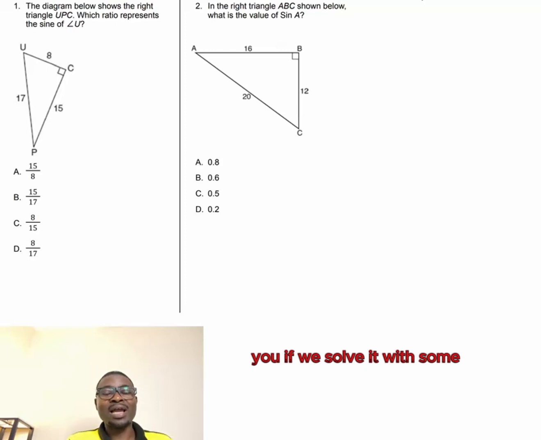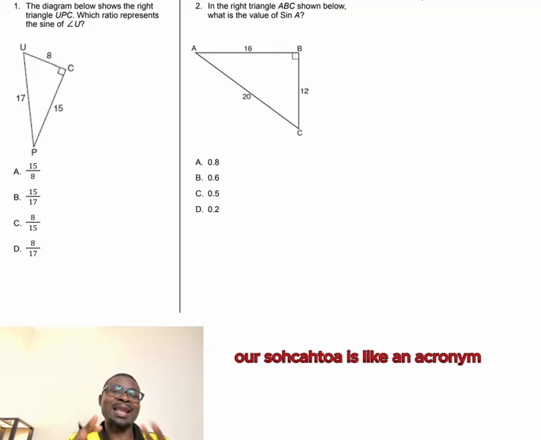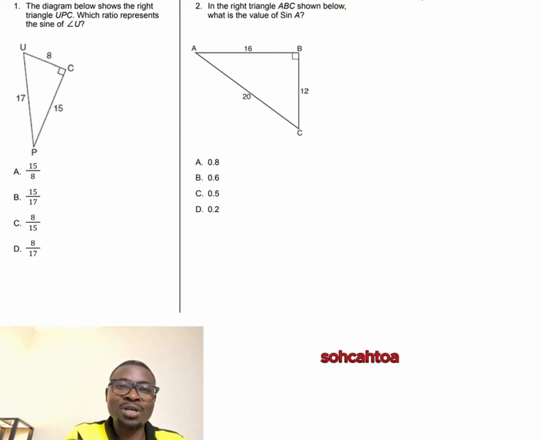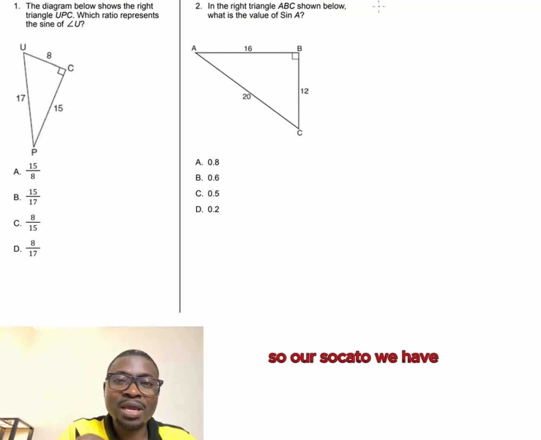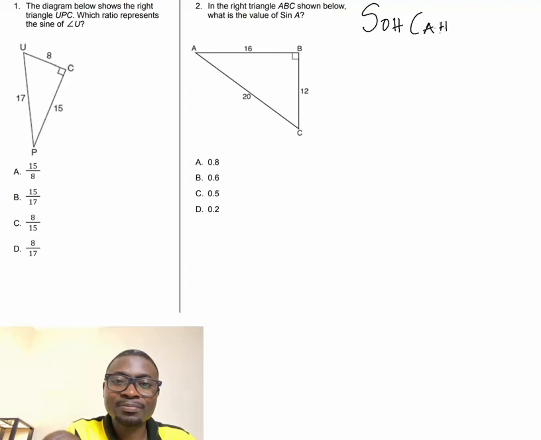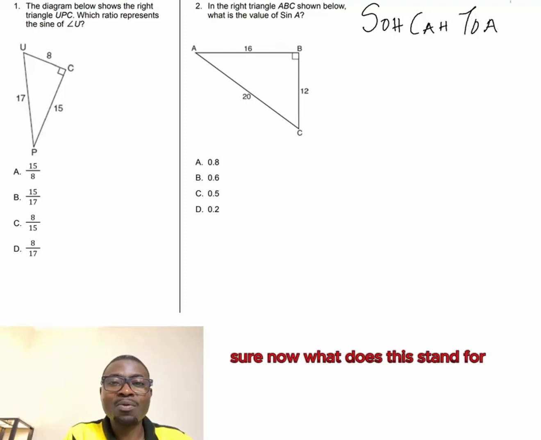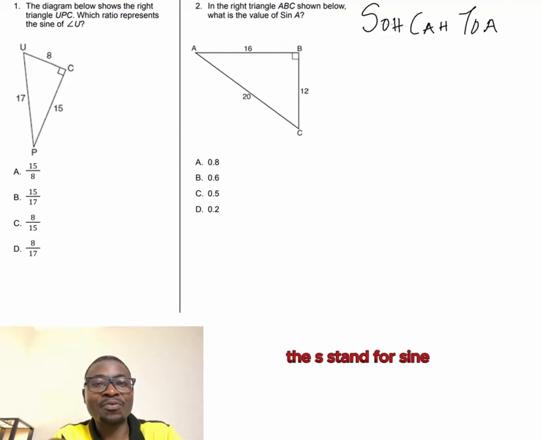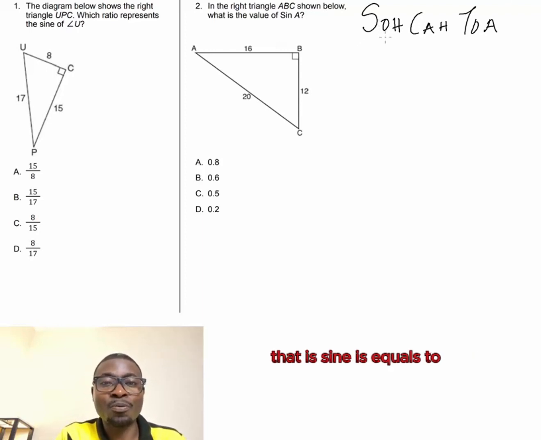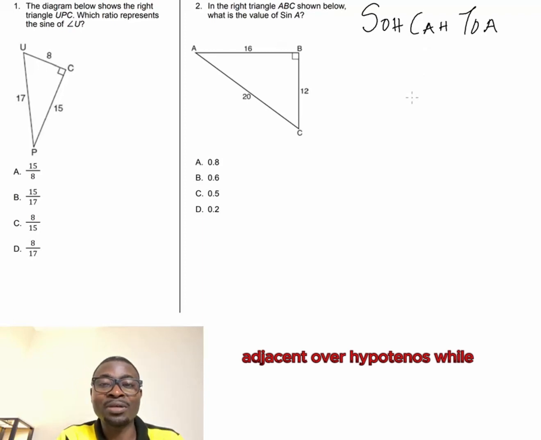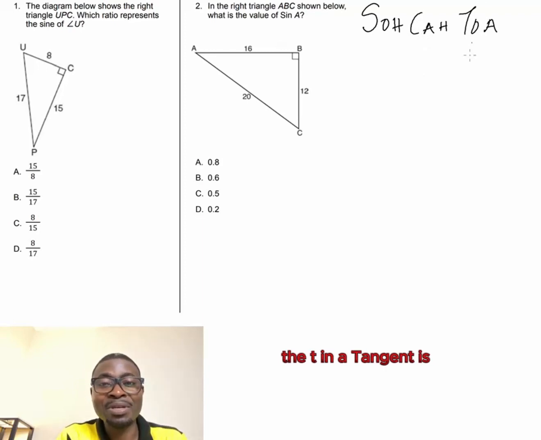If we solve a question like this, one formula that comes to our mind is SOHCAHTOA. It is like an acronym we use to break it down. What does it stand for? The S stands for sine, meaning sine is equal to opposite over hypotenuse. The C stands for cosine, meaning cosine is equal to adjacent over hypotenuse. The T stands for tangent, meaning tangent is equal to opposite over adjacent.